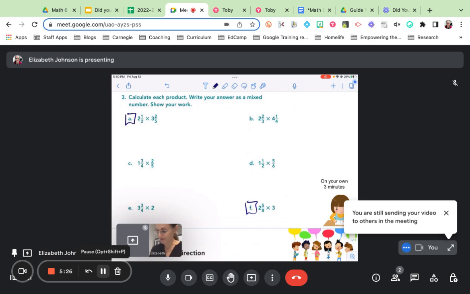You are going to get to do the rest of these problems on your own. Let's do A first. We've talked a little bit about how to write mixed numbers as improper fractions. We have 2 times 2 plus 1 over 2. We have 3 times 5 plus 2 over 5. Let's see. 2 times 2 is 4. 4 plus 1 is 5. 3 times 5 is 15. 15 plus 2 is 17. So those are the 2 fractions that we need to multiply together.